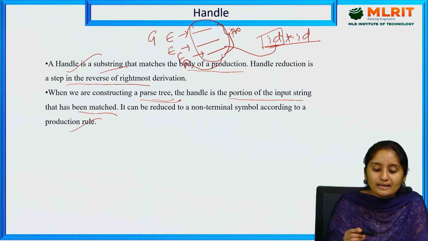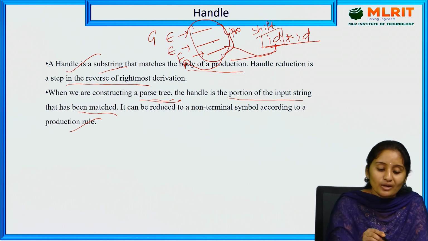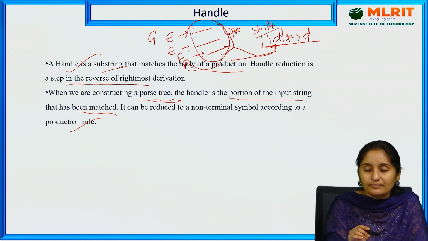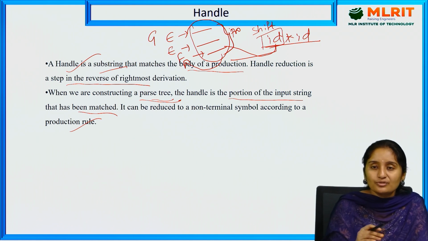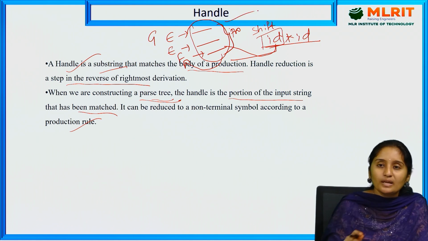In the last class, we discussed shift and reduce. We are going to shift these to the stack. Here, we are going to just handle that. And next, if it is found, we are going to reduce the production. So, this is about a handle.